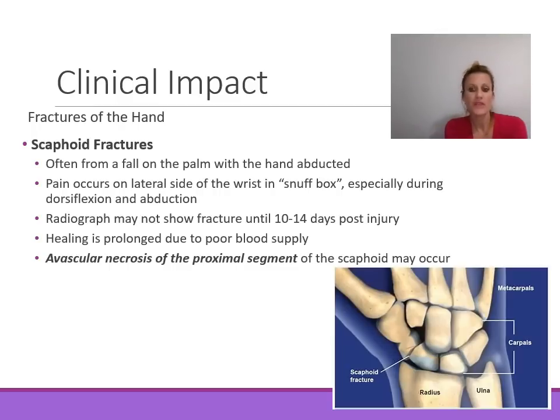We'll talk about a few different fractures that can occur in the wrist and hand, fingers. Scaphoid fractures occur in the wrist. The scaphoid is one of the 8 carpal bones.